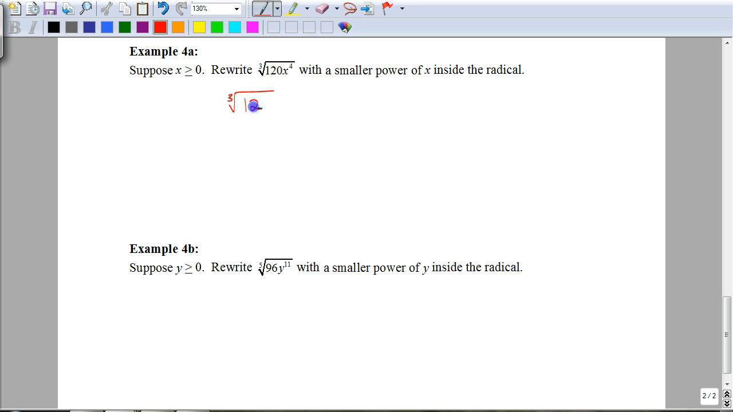So I'm going to write this again as the cube root of 120 times the cube root of x to the fourth. The cube root of 120, I don't know what times itself, or if there's anything times itself 3 times, that would give me 120. So I'm going to do a factor tree. 120 I know breaks down to be 10 times 12. 10 breaks down to be 2 times 5. 12 breaks down to be 3 times 4, and 4 breaks down to be 2 times 2. Now all of these are prime numbers.